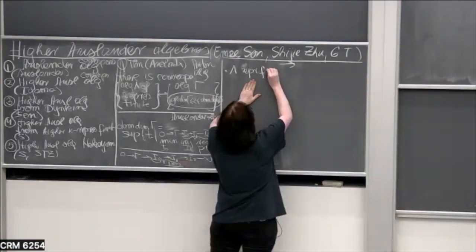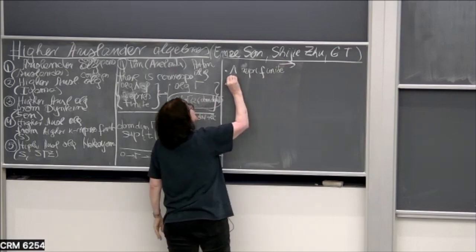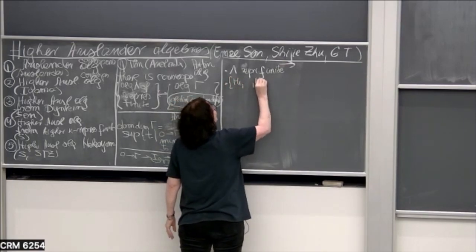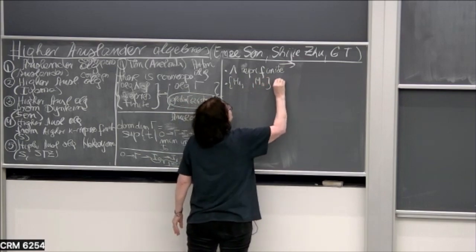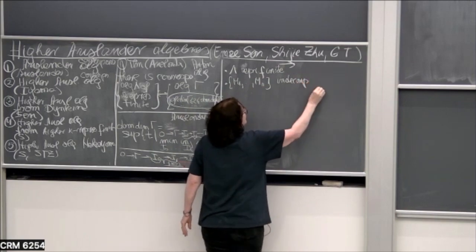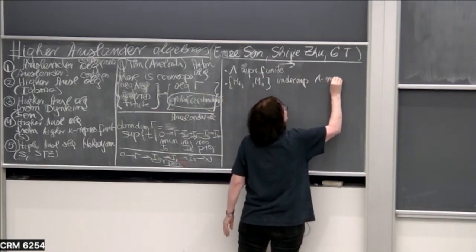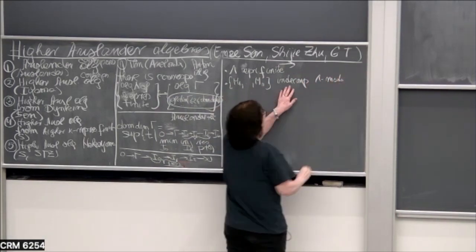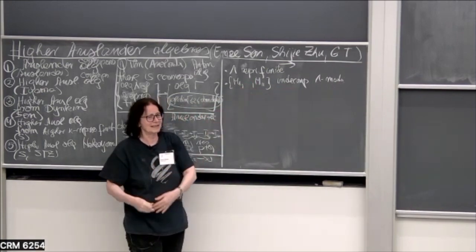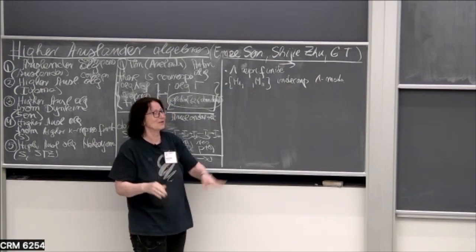Lambda is representation finite. That means that you have finitely many M1 up to Mn. I'm going to write indecomposable lambda modules, and what I mean is a complete set of representatives of isomorphism classes of indecomposables.